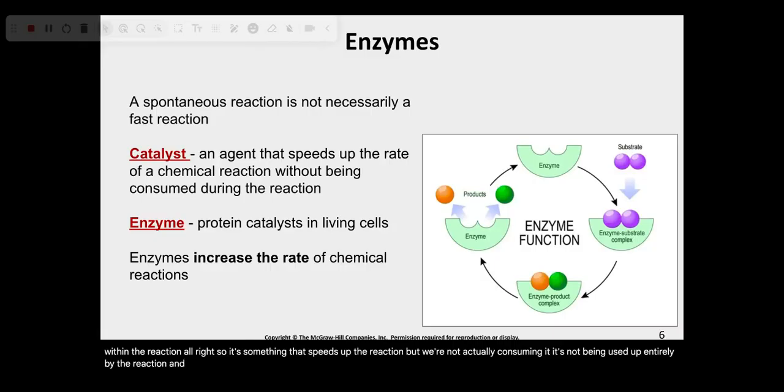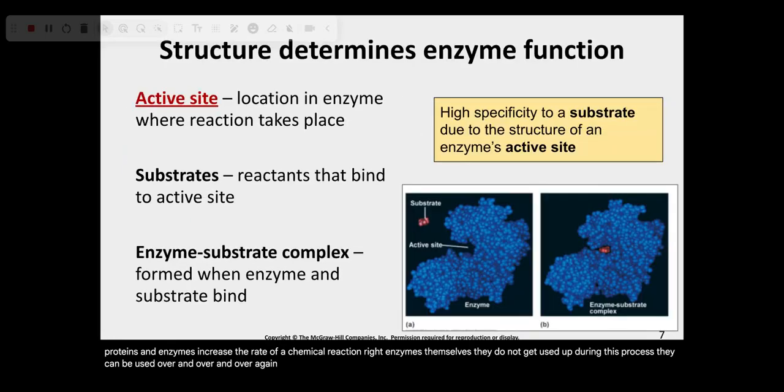And enzymes are protein catalysts in our living cells. So enzymes are a type of catalyst. Enzymes are proteins, and enzymes increase the rate of a chemical reaction. Enzymes themselves do not get used up during this process. They can be used over and over and over again. All right, so because an enzyme is a protein, and we know for proteins, structure is everything.